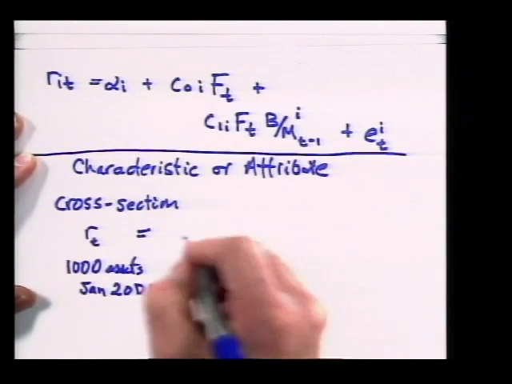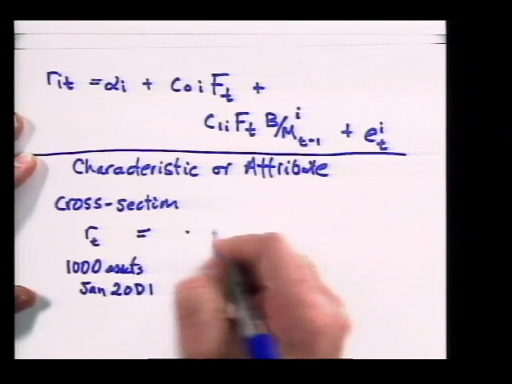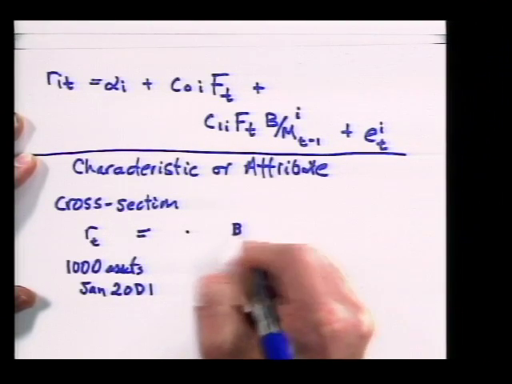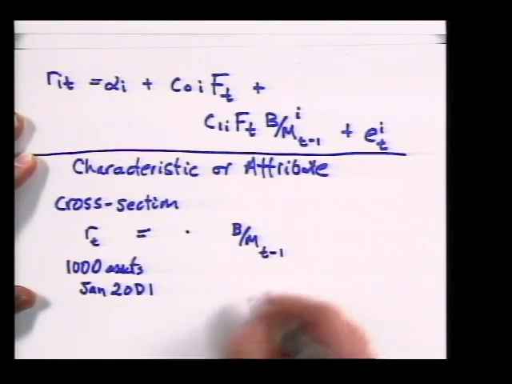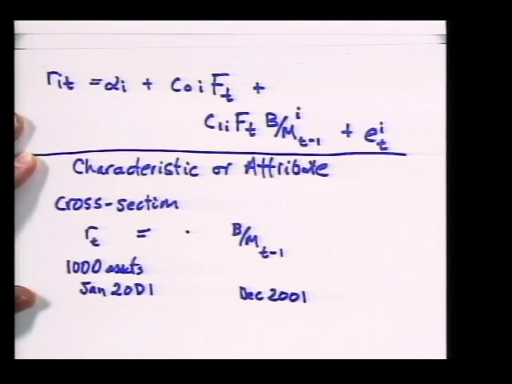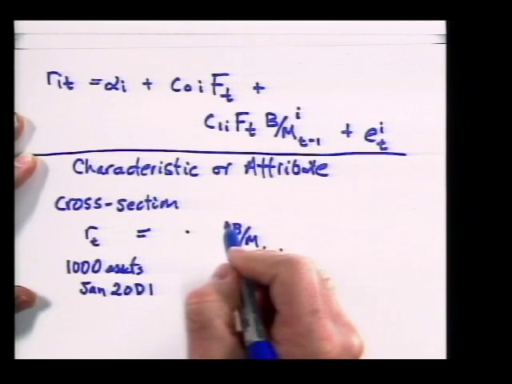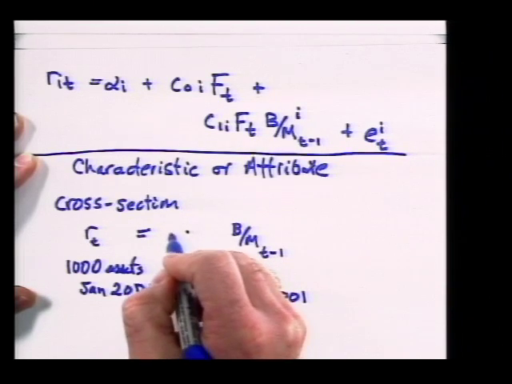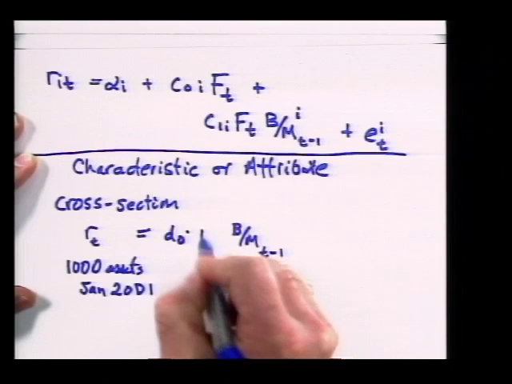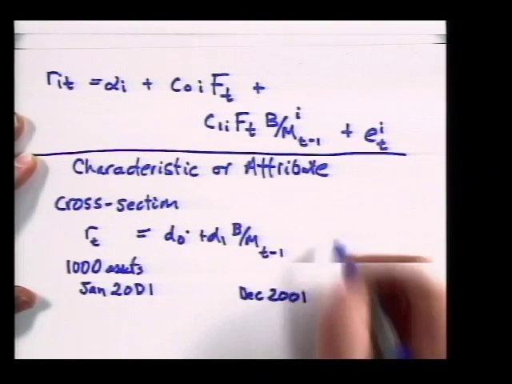So let's say we put the book to market at t minus 1 as a variable. So this would be available in December. That's going to be in our regression. And let's call them D0 plus D1. And we also have an error.